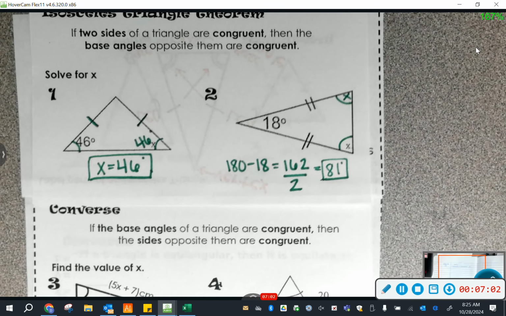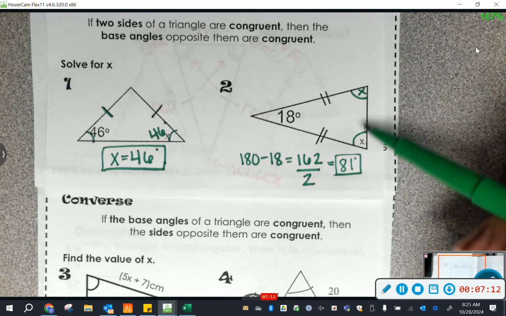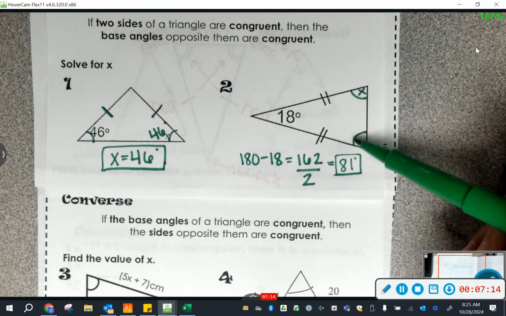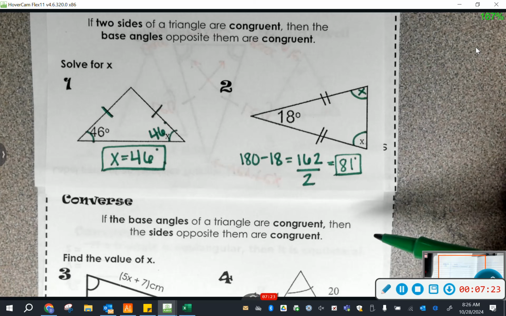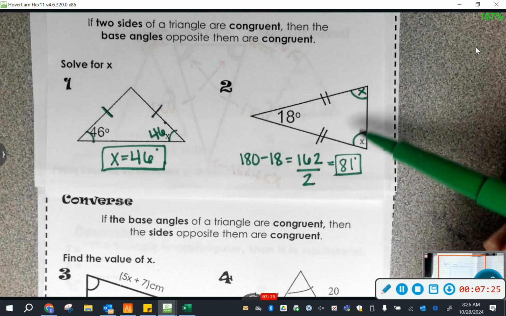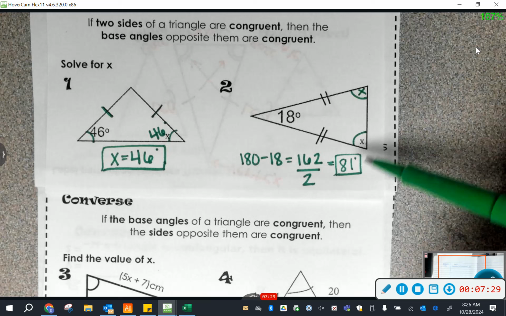Please write down everything I have written down. This is going to help you later on your worksheet. Because these two are the same, I have 2 angles that are the same left over, so I need to divide it by 2. Can you check yourself to see if it's right? Yes. 81 plus 81 plus 18 should equal what? 180.